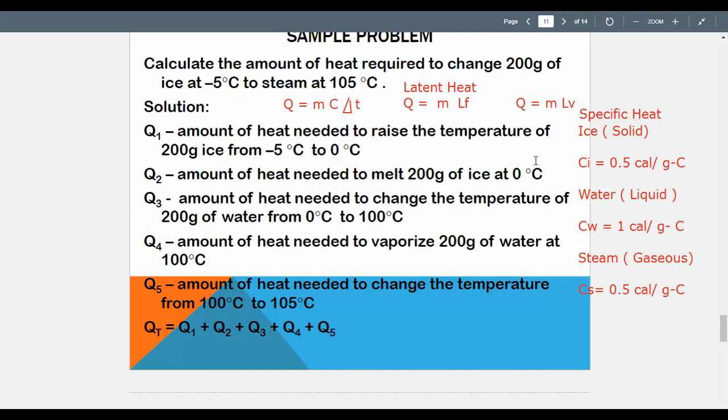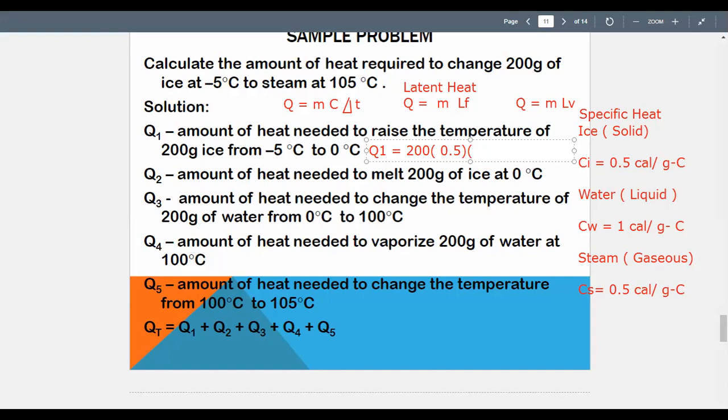Now for our Q1, Q1 is raising the temperature of ice from -5 to 0 degrees Celsius. So how much is that? How much will be our Q sub 1? If you are to calculate Q sub 1, how do we get the value of Q1? Q1 will be the mass of the substance, which is 200 grams, times 0.5. 0.5 is the specific heat of ice. Its change of temperature is from -5 to 0 degrees Celsius.